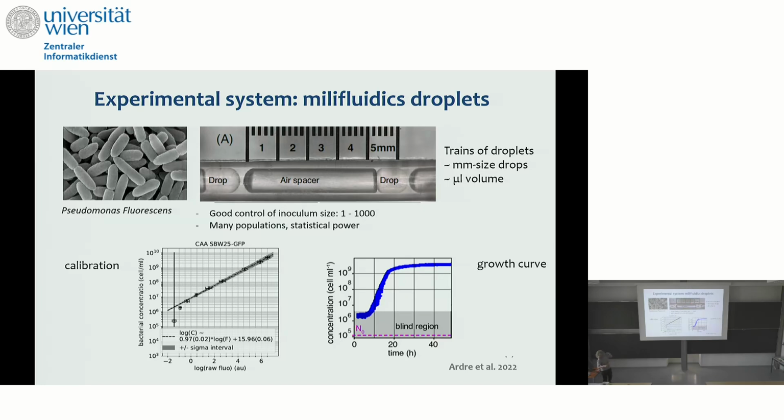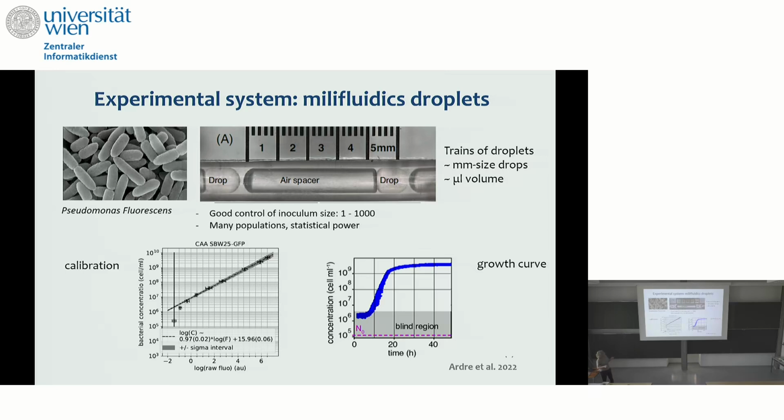And in this particular experiment, we grew Pseudomonas fluorescens, which is a bacterium of similar size to E. coli. But one nice thing about Pseudomonas is that it fluoresces spontaneously. It has a fluorescent signal, and this fluorescence can be calibrated against a concentration of biomass and against cell number. So we have a good handle on cell number inside each droplet.